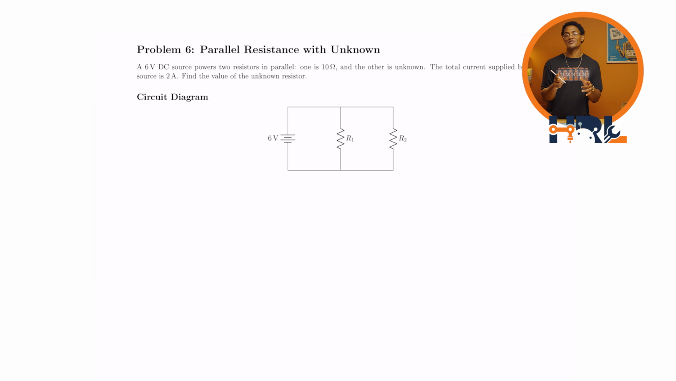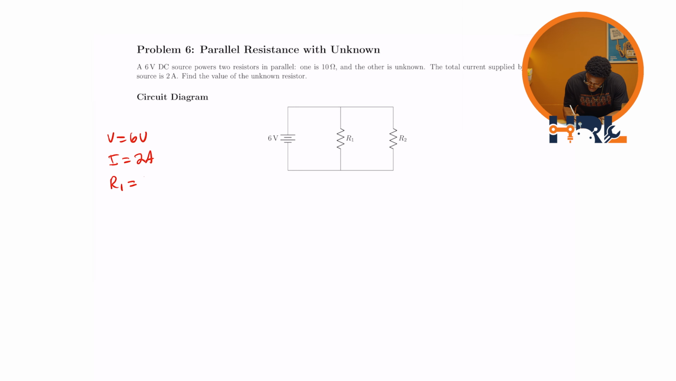Let's solve this mystery. All right, let's start with what we know first. So we know that our voltage is 6 volts, and we know that our current is equal to 2 amps. We know R1 is 10 ohms, and R2 is a question mark, a big mystery, right? Okay, so we have everything we need to solve this mystery now. Detective, where should we start? Well, we should start by finding the total resistance in the circuit using Ohm's law.